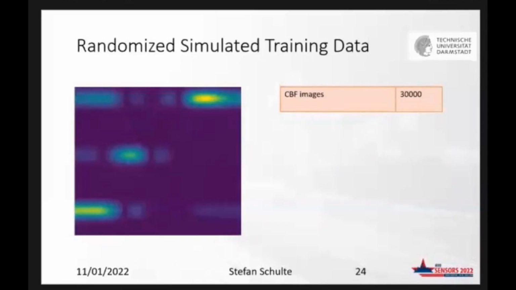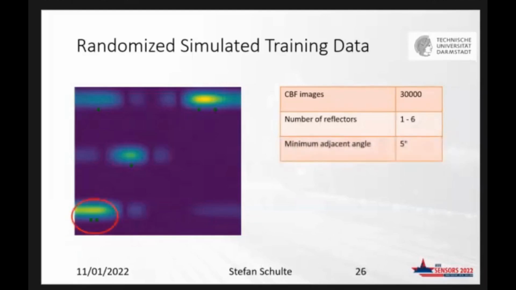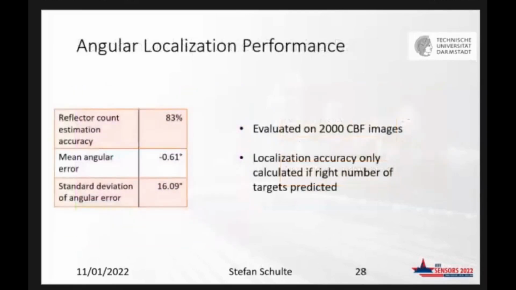As I said, we use simulated data, so we can vary the parameters and we randomize as much as possible. But we have some boundary conditions. We used 30,000 images in this case, and we limited the maximum amount of reflectors to 6, and the minimum angle between two objects to 5 degrees, and the weakest main lobe in the image should have at least 50% of the amplitude of the highest main lobe in the image. For the evaluation, we then used 2,000 images with the same boundary conditions.